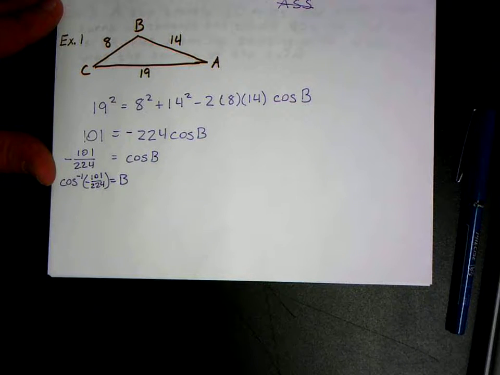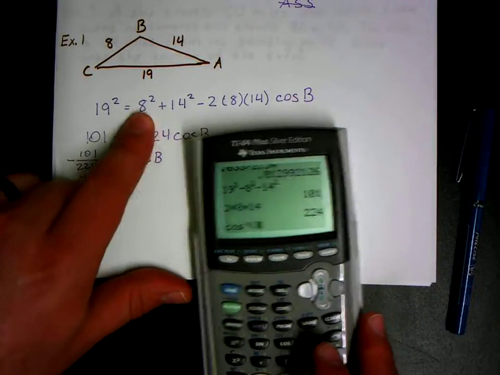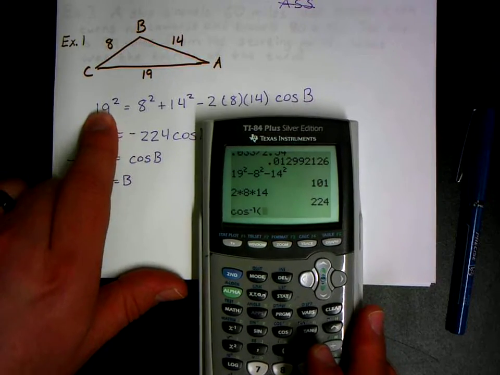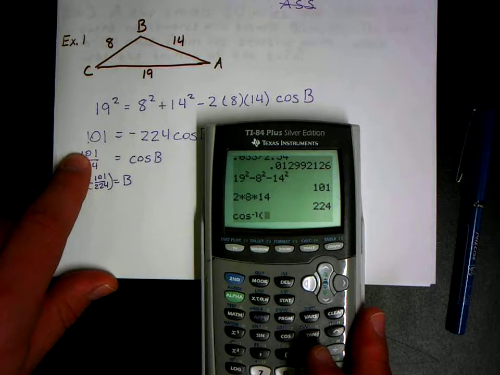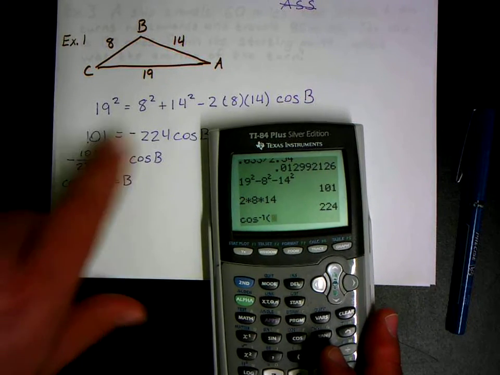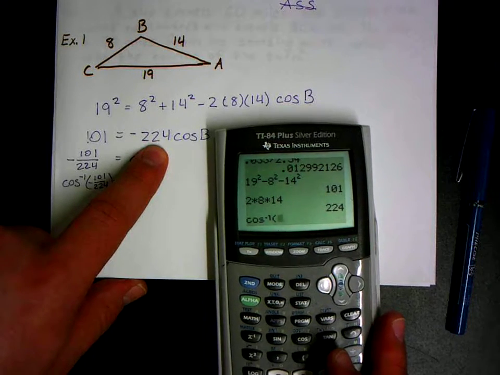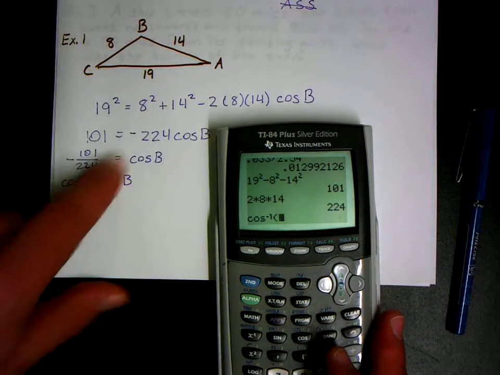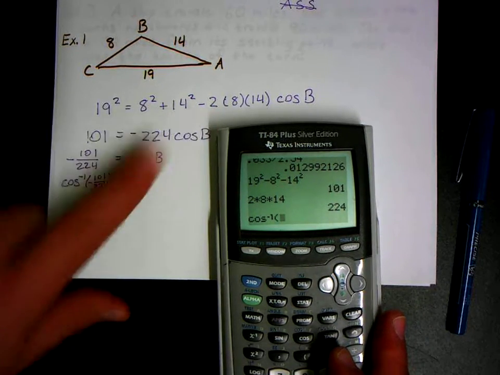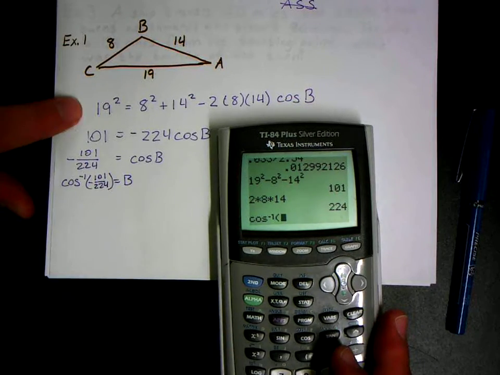How did I do it in the calculator? What I started with is I did this math in here. So I did 19 squared minus 8 squared minus 14 squared to get 101. And then I did the 2 times 8 times 14 to get negative 224. It's negative because of the minus sign in front of it, because B is across from the 19, which I put in front.